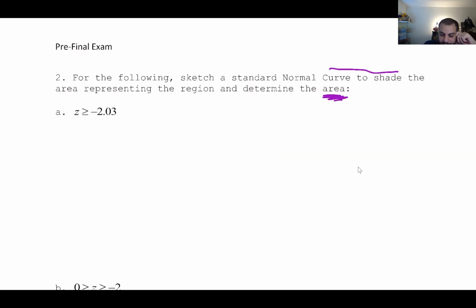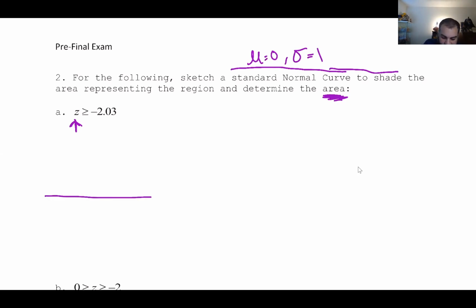If you look at it, it tells us this is a standard normal curve. Standard normal curve means the mean is equal to 0, standard deviation is equal to 1. So anytime you see standard normal curve, you should already know mean is equal to 0, standard deviation is equal to 1. Another hint is that they give us a z value. Anytime they say z, they're telling us that our mean and standard deviation are 0 and 1.